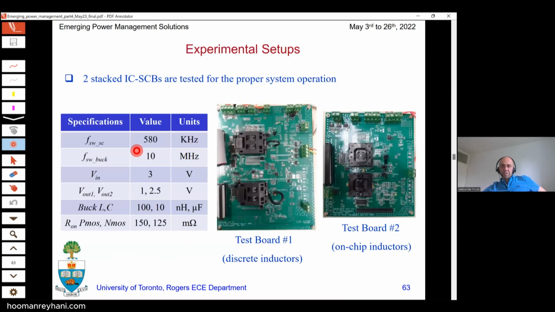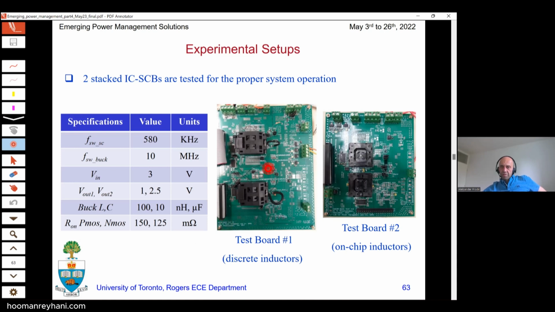So in this case, the front end stage operates at 580 kilohertz, while the buck converter operates at 10 megahertz. Again, the reason why we are able now to operate at such a high frequency is a really low voltage swing. In this case, for the two output case, just as a demonstrator, we are showing the input voltage of 3 volts and two outputs at 1 and 2.5 volts. And these are the values of the inductor and capacitor. We can see that in this case, we are able to use an inductor of just 100 nanohenries, and these are the parameters of the MOS transistors that are implemented.